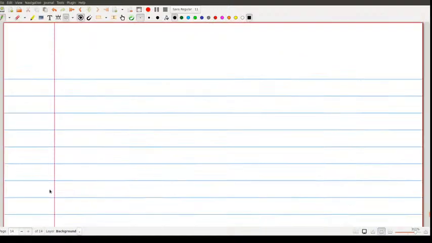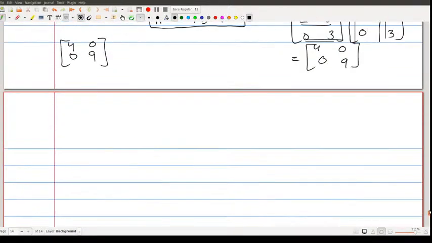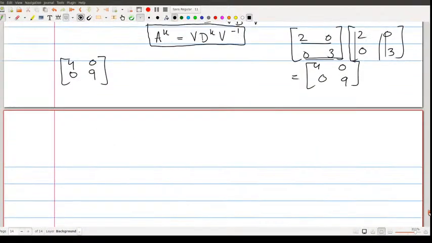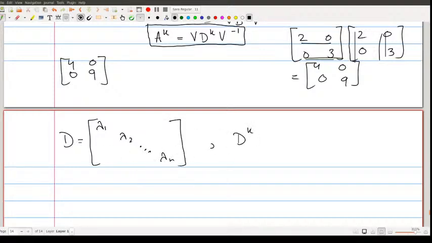So you get 4, 0, 0, 9, which means if I have a diagonal matrix, so if you have D equal to lambda 1, lambda 2, dot, dot, dot, lambda n, all of these entries with the rest as zeros, then D to the k has to be equal to lambda 1 to the kth power, lambda 2 to the kth power, and then lambda n to the kth power. So all of those multiplications, right?